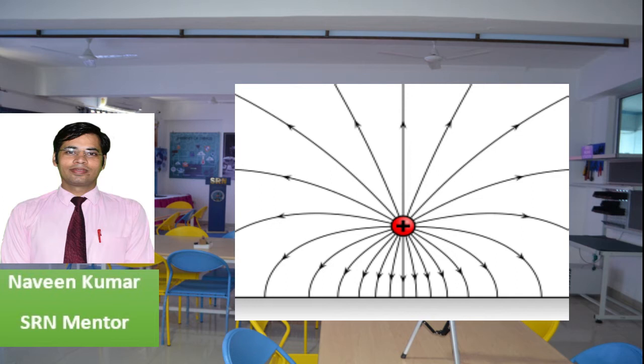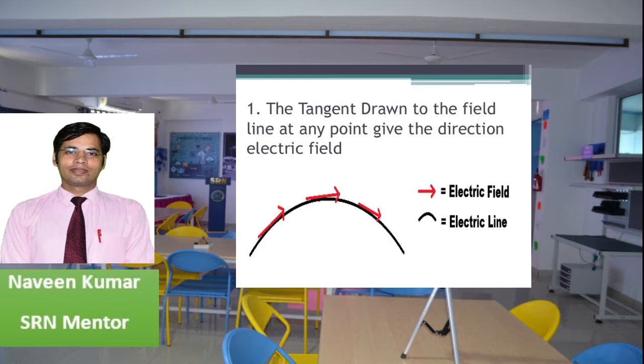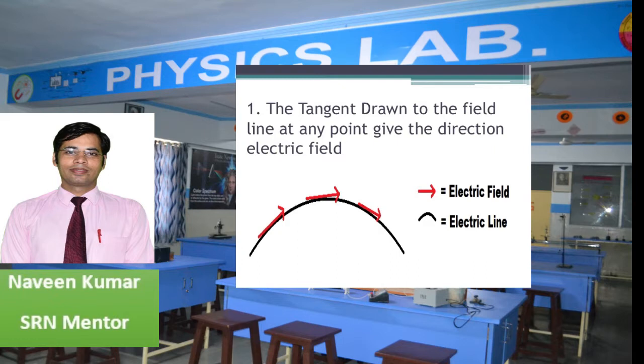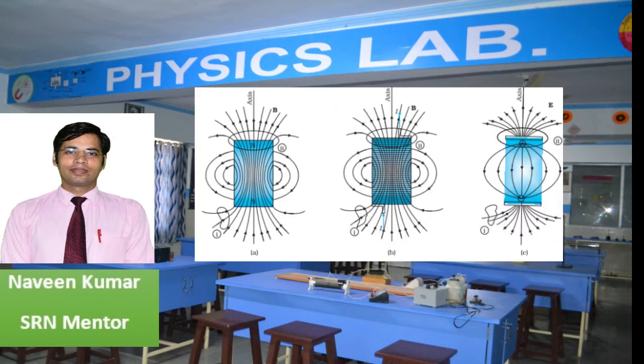The relation between the field lines and electric field vectors is twofold. First, at any point, the direction of a straight field line, or the direction of the tangent to a curved field line, gives the direction of the electric field at that point. Second, the field lines are drawn so that the number of lines per unit area, measured in a plane perpendicular to the lines, is proportional to the magnitude of the electric field.